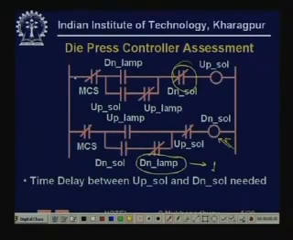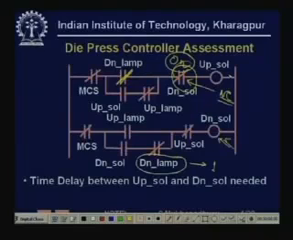So now the down lamp is on, and because the down solenoid is off, this is also on. And this is a normally closed contact. Because this is a normally closed contact, when the down solenoid is off, this is on. So therefore immediately the up solenoid becomes on.